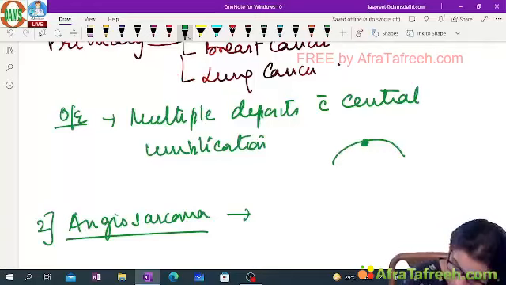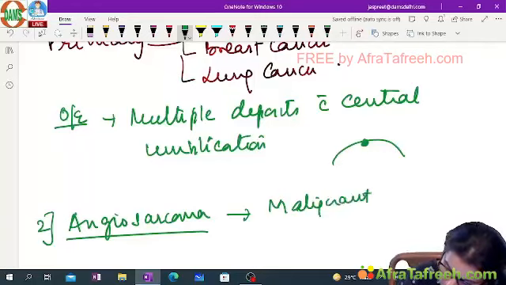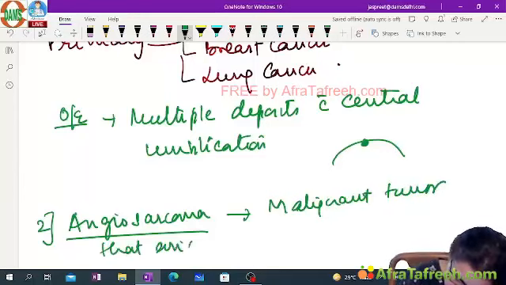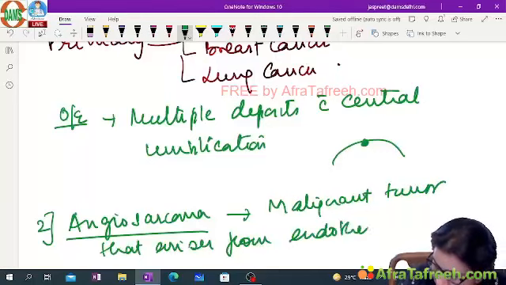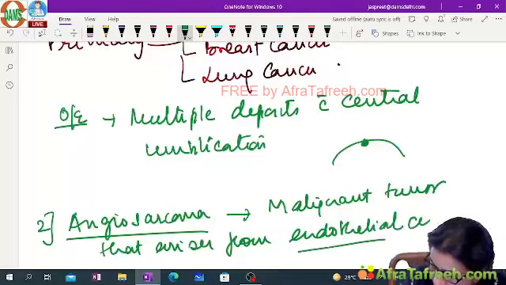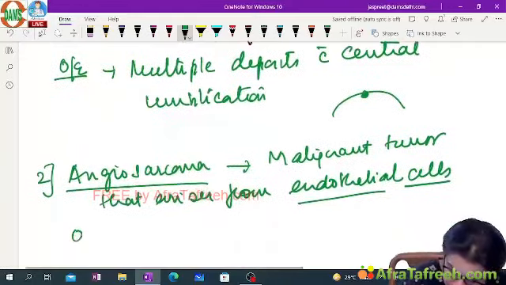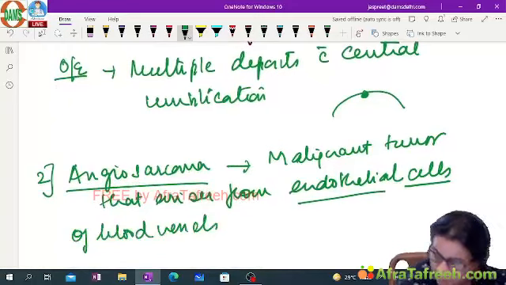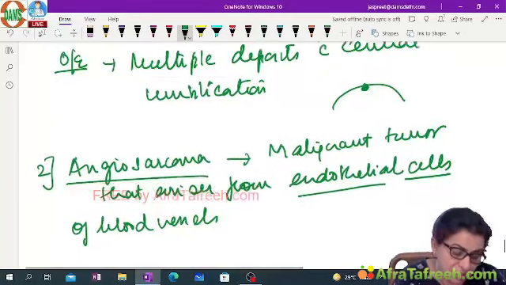Okay, so angiosarcoma is a malignant tumor that arises from endothelial cells of blood vessels. Endothelial cells of blood vessels. So angiosarcoma is a malignant tumor that arises from endothelial cells of blood vessel.